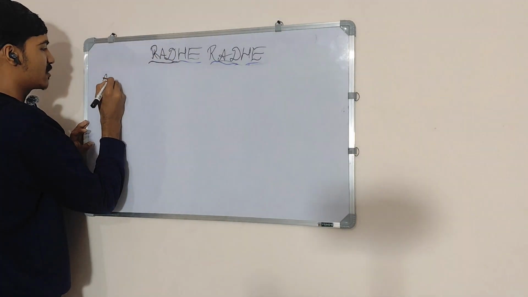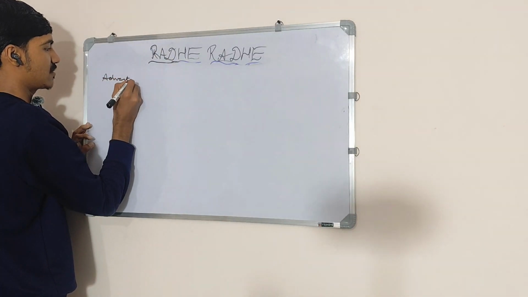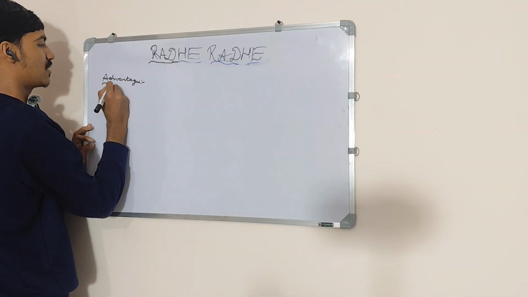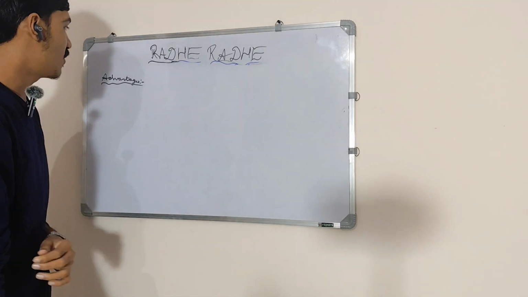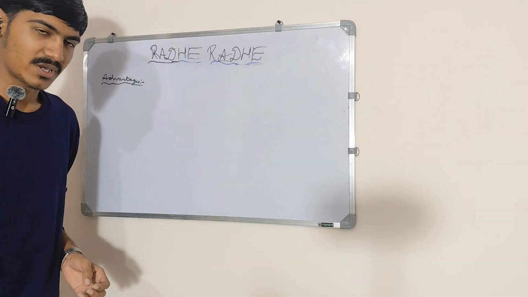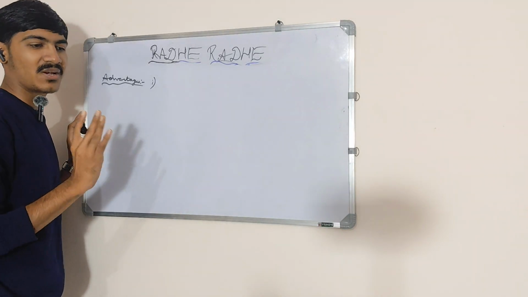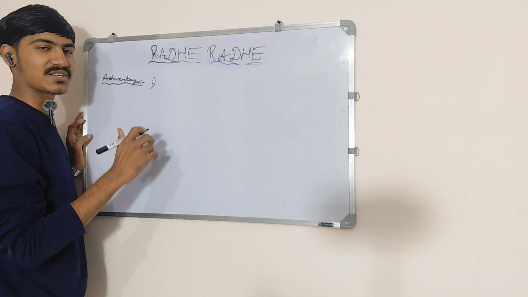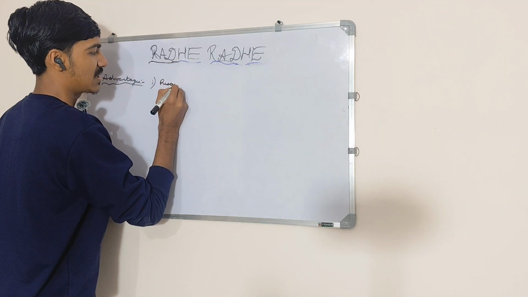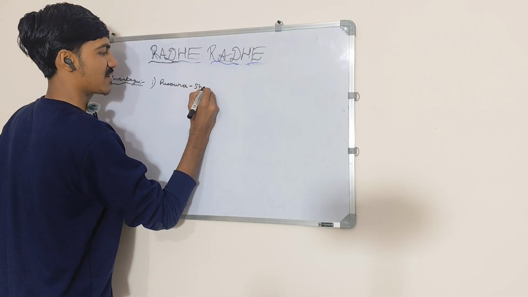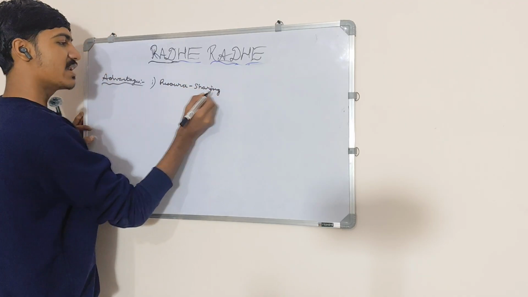Now, advantages. Advantages of computer networks. Okay, what is the first advantage? I am going to say the same point which I said in characteristics of networks. Resource sharing. This is the biggest advantage.